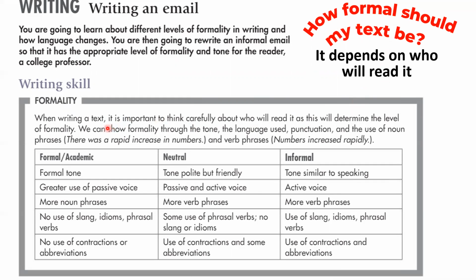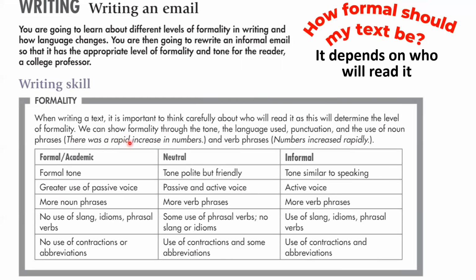Okay, let's see. Here they tell us that we can show formality through the tone, language used, punctuation, and the use of noun phrases, like there was a rapid increase in numbers, and verb phrases, numbers increase rapidly. As you can see, we're saying the same thing, but here we're using noun phrases.